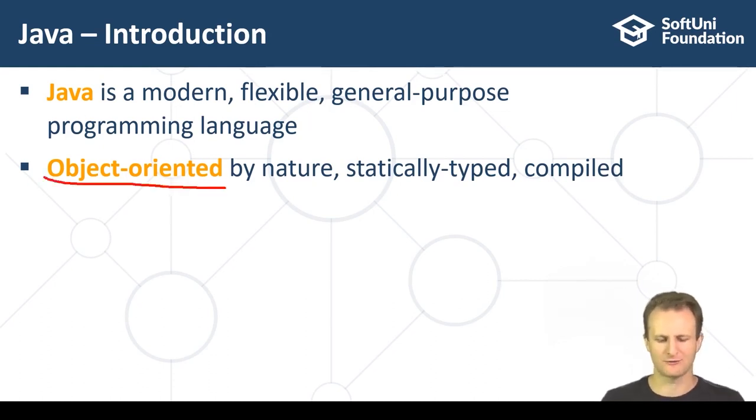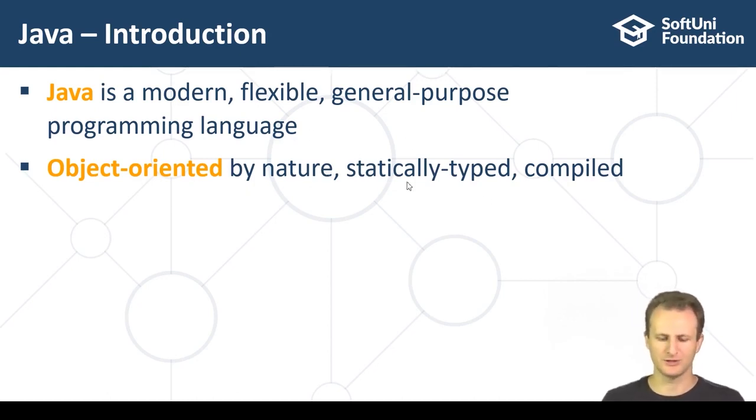So the preferred way of writing Java is object-oriented programming. And Java is actually object-oriented by nature, meaning that everything you create in Java is a class or an object, and classes and objects are concepts which are created in programming to represent the real world. So we will be talking about that further on.